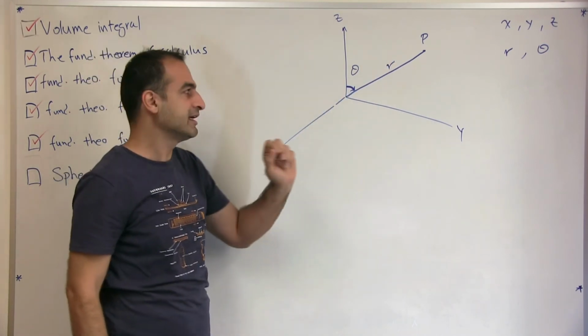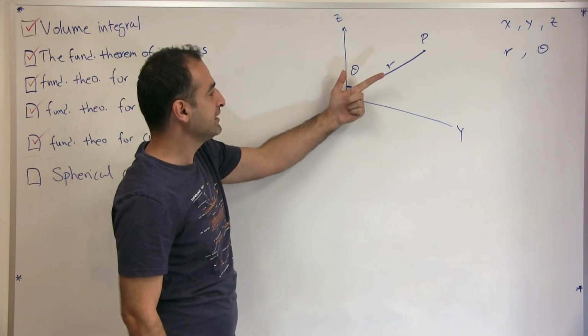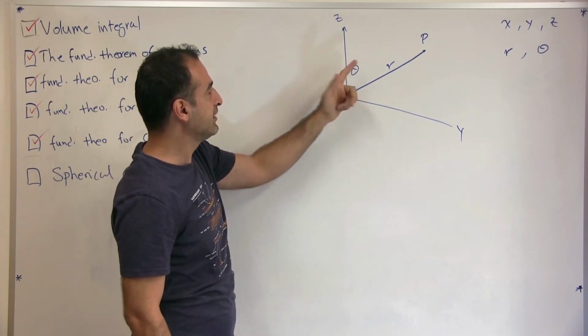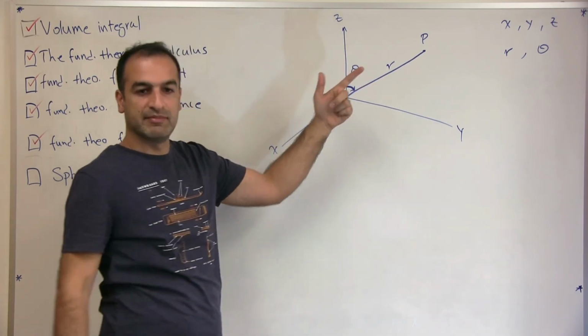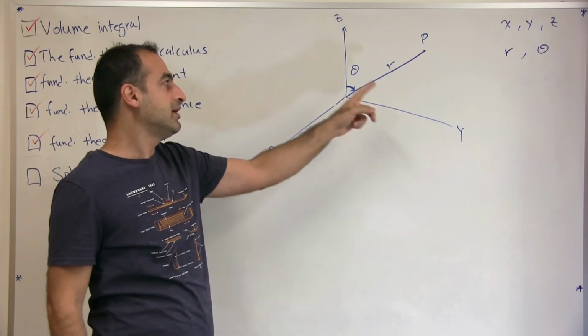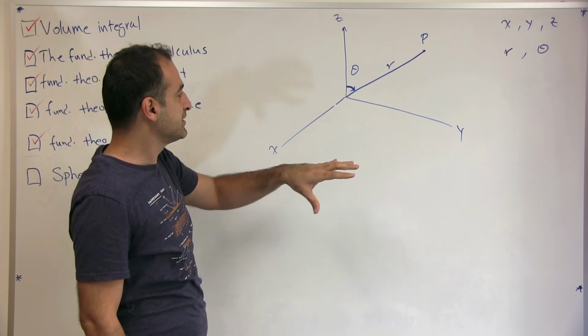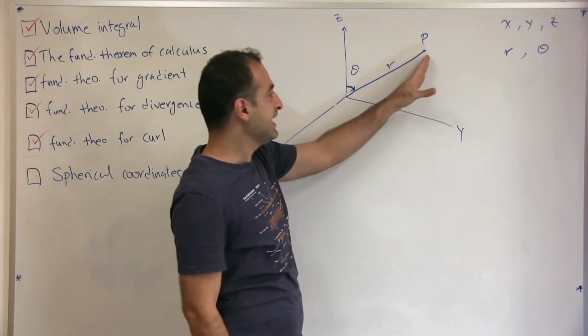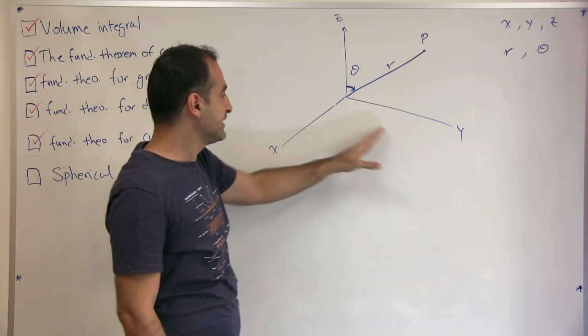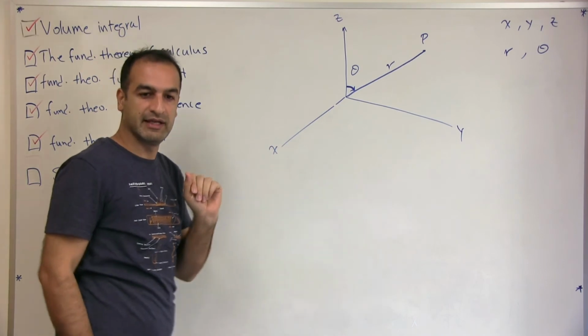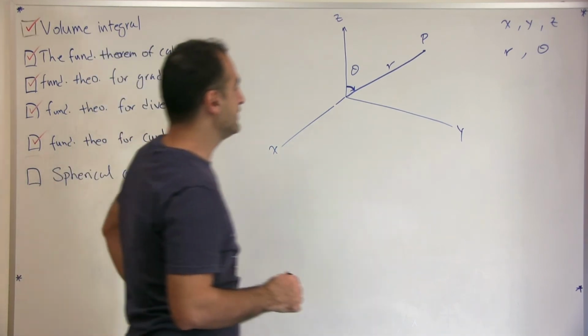Is this enough for me to locate the point P? It's not enough. We can imagine if I rotate the line with r and theta around the z-axis, there are going to be many points with the same r and same theta. So another component which is important is what angle P makes with the x and y axes. And the way to formulate that is this.